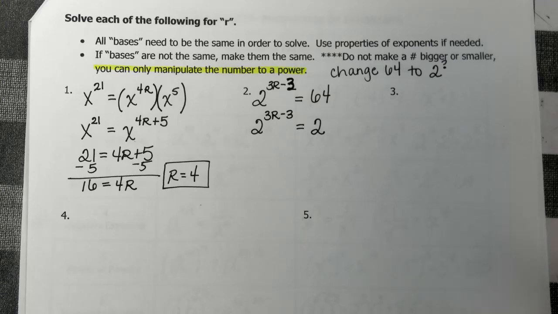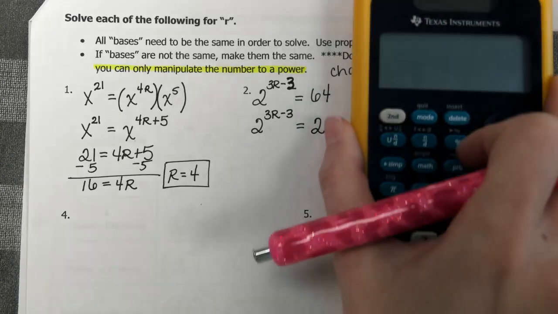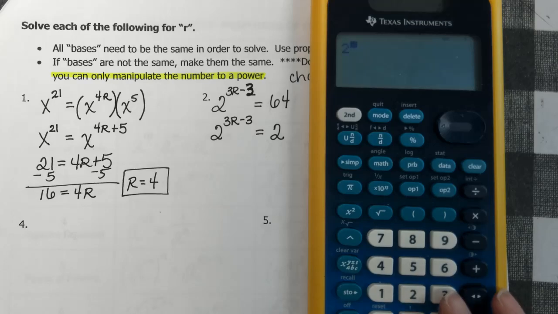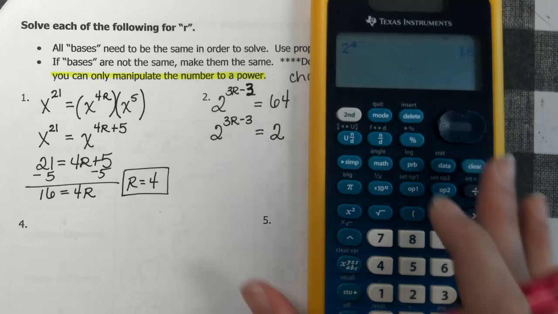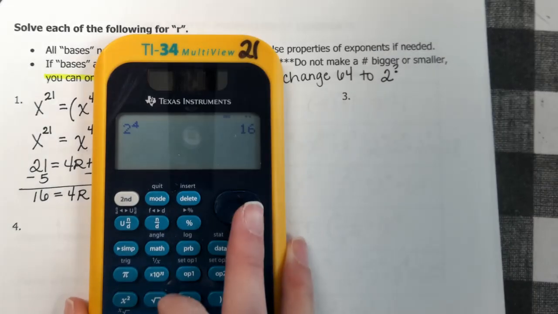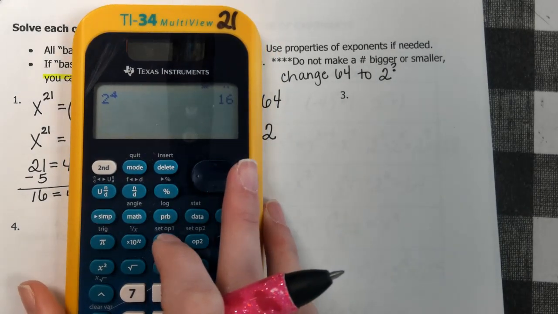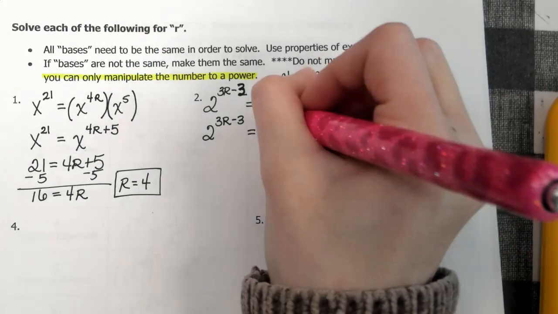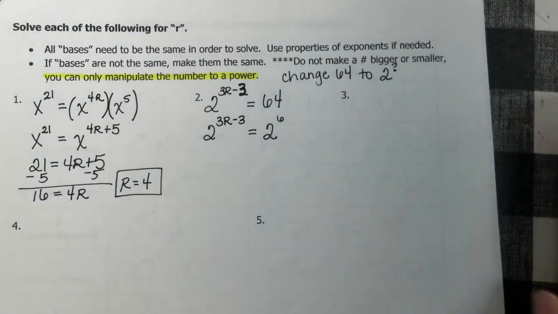If you don't know that off the top of your head, you take your calculator. And I'm like, okay, 2 to the, I don't know what power. So 2 to the 4th power, 16, not 64. So I need to be larger. Okay, so 2 to the 5th, not there. 2 to the 6th gives me 64. So if you don't know right off the top of your head, just start plugging in numbers to get there. Okay, so 2 to the 6th is equal to 64.